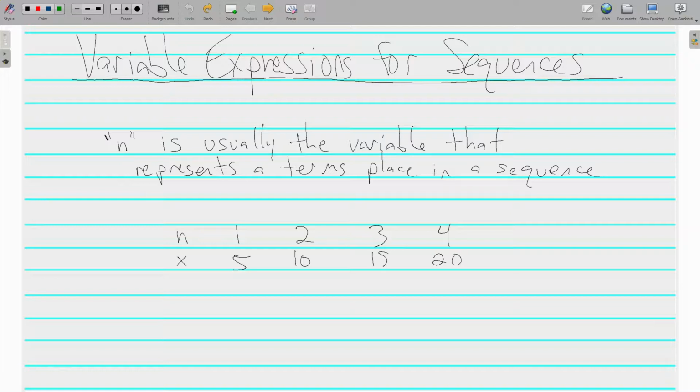a sequence. What we have in this table is, the first number in the sequence is 5. The sequence is on the bottom here. This is the actual sequence of numbers, 5, 10, 15, 20. N is just saying, hey, 5 is the first number. 10 is the second number, 15 is the third number, 20 is the fourth number.